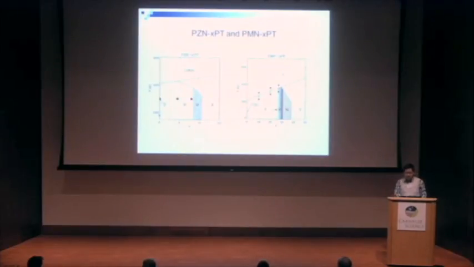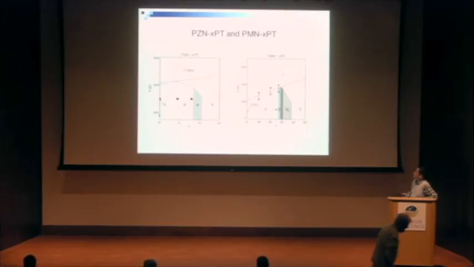Our results are focused on two lead perovskite relaxor ferroelectrics, the PZN and the PMN, by doping with lead titanate, the PT. This system shows extraordinary piezoelectric and dielectric properties and makes it of considerable importance in technology. And the phase diagrams of PZN-xPT and PMN-xPT are quite similar.